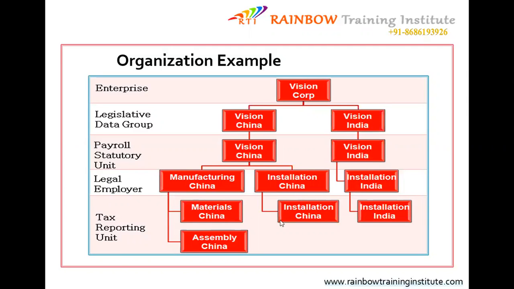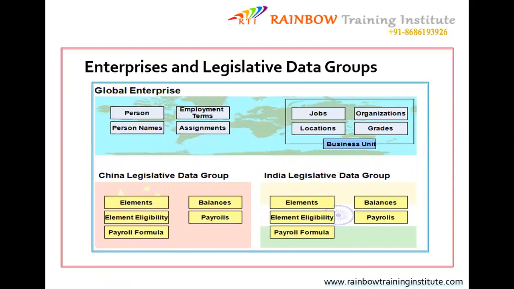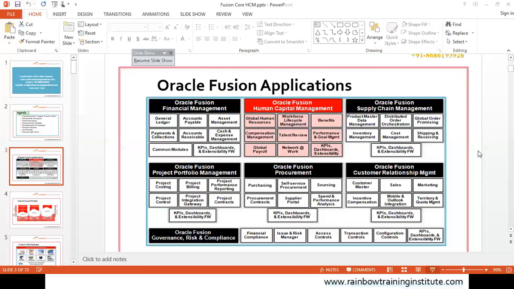And under installation, you have only one tax reporting unit. So tax reporting unit IDs are whenever you register with the income tax department as a corporate SSC, they're going to give the identification number like a TIN number or whatever numbers based on each country's statutory objects. Okay, so that's what the organization examples are. And then coming to the global enterprise and legislative data groups, anyhow, we will get into this once we start getting into the instance. So let me take you through the instance.